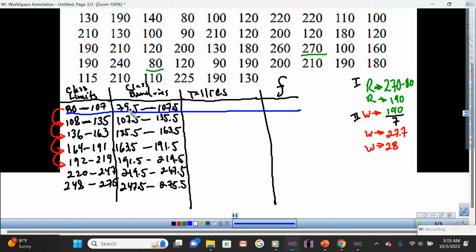Here we go. From 79.5 to 107.5. Nothing. Oh, here's 1. Here's 2. So 1, 2, then 1, 2, 1, 2, 1, and 1. All right, hands if you got 8 for the first one. Okay, so 8. All right, I'm going to go to the next one.